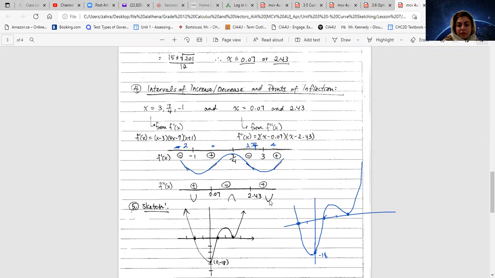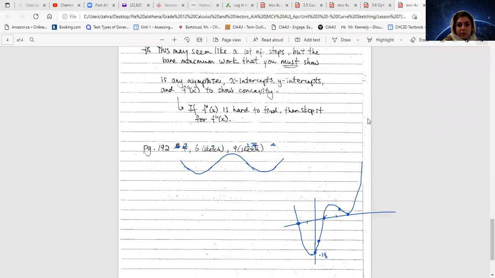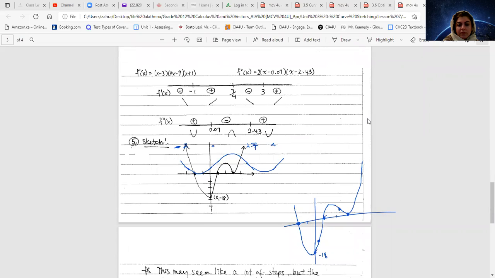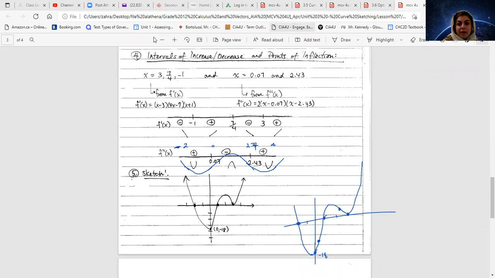And these were the inflection points that you can show in your graph. Basically, this is one of the inflection points, 0.07. And another inflection point, you have there 2 point something, right? Here is that. And this is how we can use the first derivative and second derivative to graph a function.